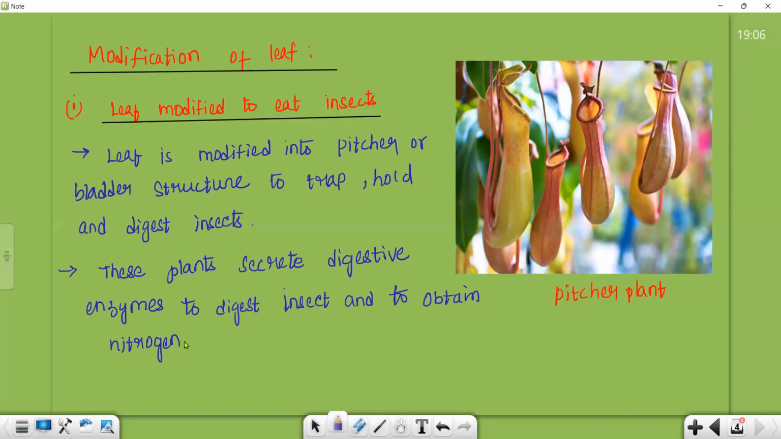Ma'am, why does it need nitrogen? Every plant needs nitrogen, students. Generally that nitrogen is absorbed from the soil. For example, leguminous plants like peas and beans are generally sown in soil. For every 6 months, they will crop those particular seeds, right?